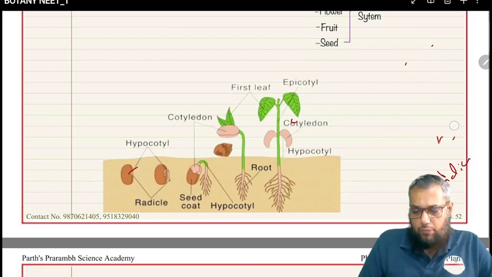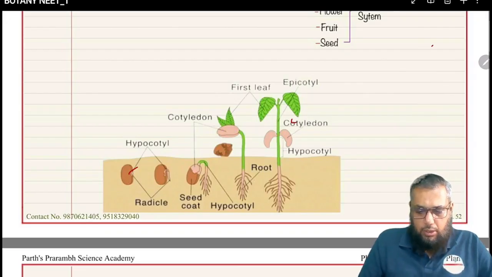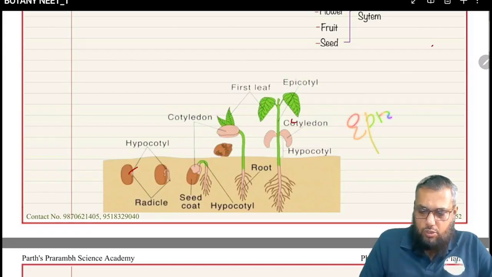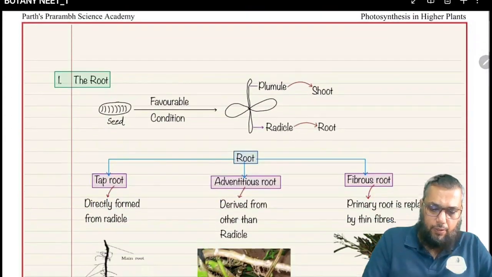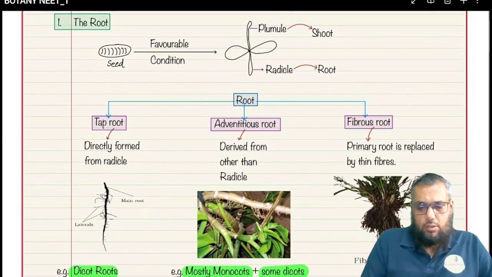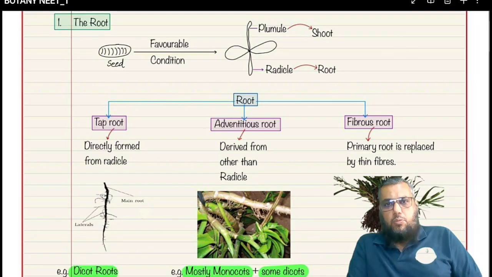In the diagram in front of you, as of now, you'll see that the cotyledons have come above the soil. So such a germination of seed is called epigeal germination, where the cotyledons are raised above the soil surface. So that is what we come to know, that the root system develops from the radicle and the shoot system develops from the plumule.